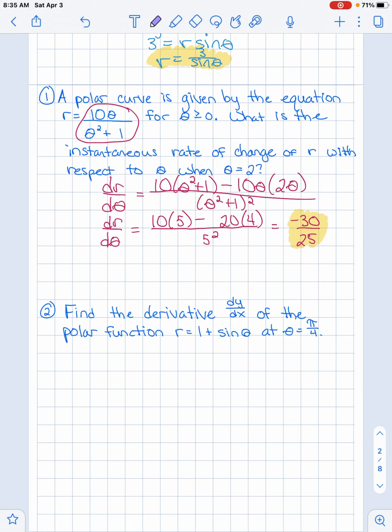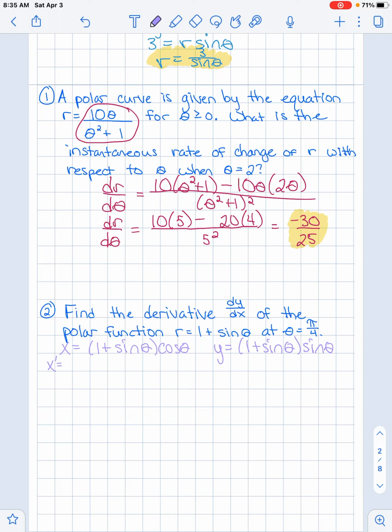We need to find dy over dx. So this is kind of like we did on the very first one, but a little more complicated. So we know that r equals 1 plus sine theta. That means x is equal to 1 plus sine theta times cosine theta. So that's r cosine theta. And y is equal to r times the sine of theta. So we will rewrite this as y equals 1 plus sine theta times sine theta. You can simplify or not, it's your choice. I'm going to just leave them like this, and I'm going to use the product rule on each one.